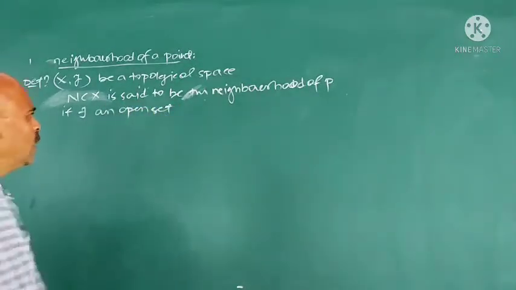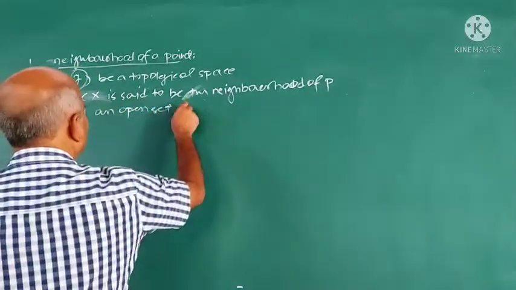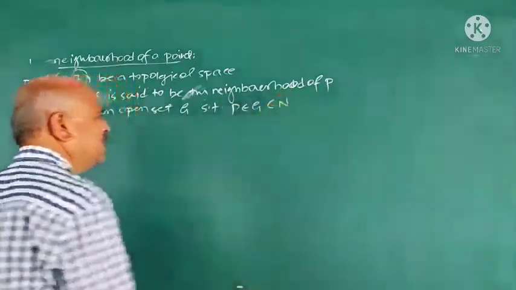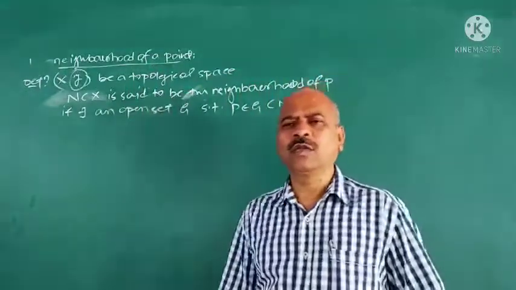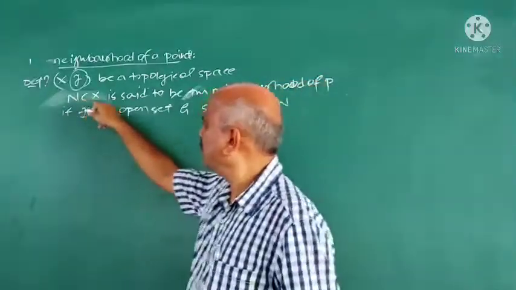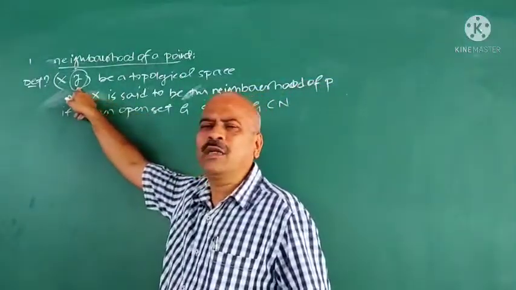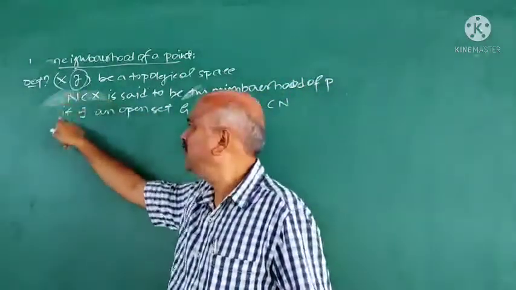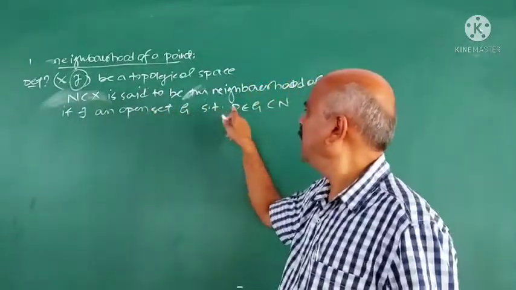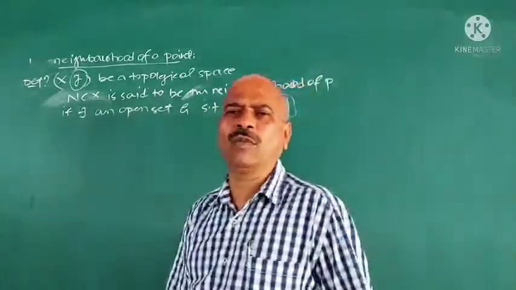What do you mean by open set? Open set means a member belonging to this tau. There exists an open set, say G, such that P belongs to G and G is contained in N. So the neighborhood of the point is defined like this. A subset N of X is said to be the neighborhood of the point P if there exists a member belonging to tau, that is called open set G, such that P belongs to that open set and it is contained in N. Then N is called neighborhood of the point.